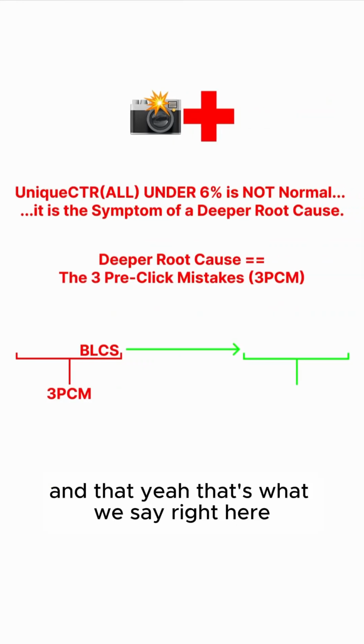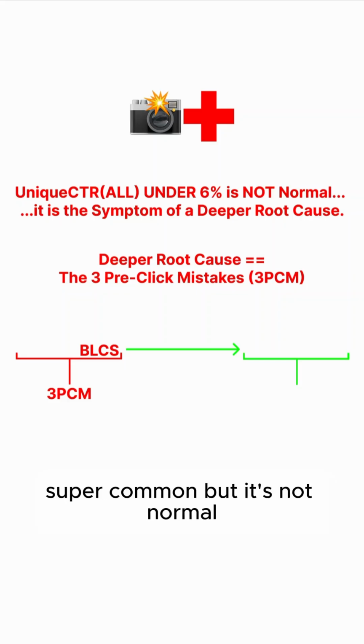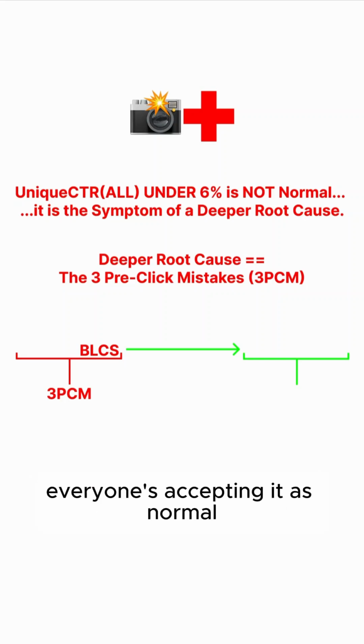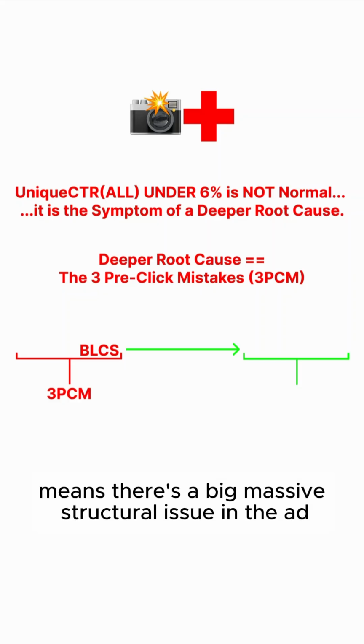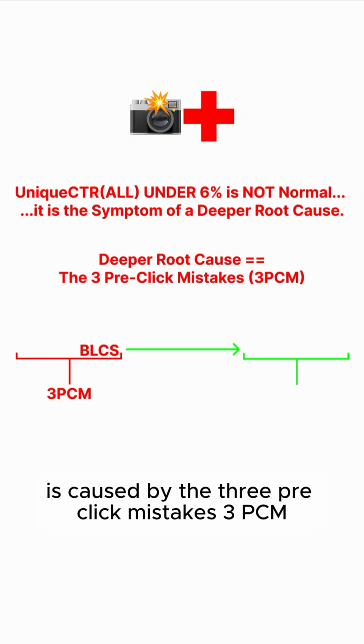And yeah, that's what we say right here. So unique CTR all under 6% is not normal. Super common, but it's not normal. It's actually the symptom of a deeper root cause. Everyone's accepting it as normal. It's not normal. It means there's a big, massive structural issue in the ad. And that deeper root cause is caused by the 3 pre-click mistakes, 3 PCM.